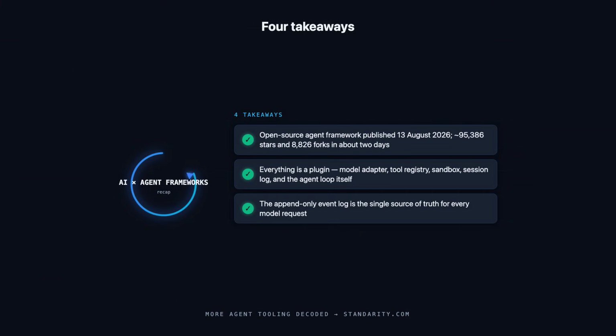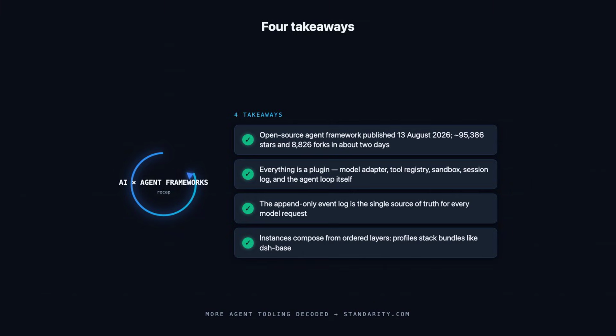Coherence comes from the event log. It is append only and authoritative, and the stated rule is that anything reaching a model request must be reconstructible from it, which makes agent runs replayable instead of mysterious. Deployments compose from ordered layers, where profiles such as web or headless stack bundles that contribute persistence, sandboxing, and approval policy.